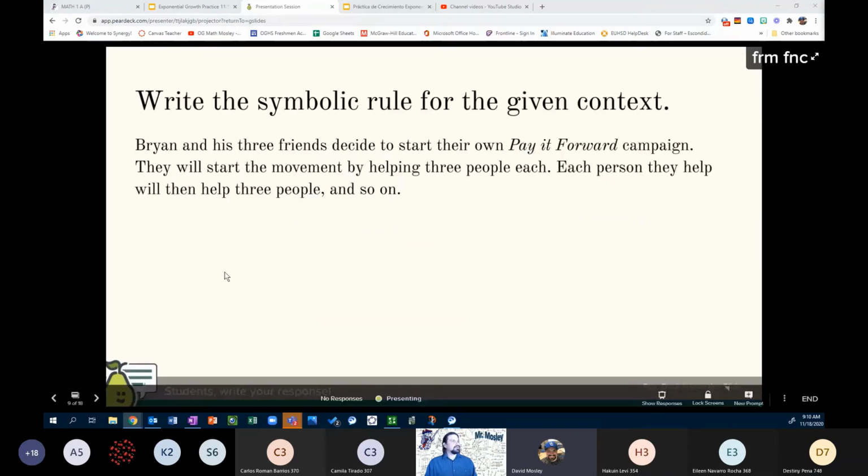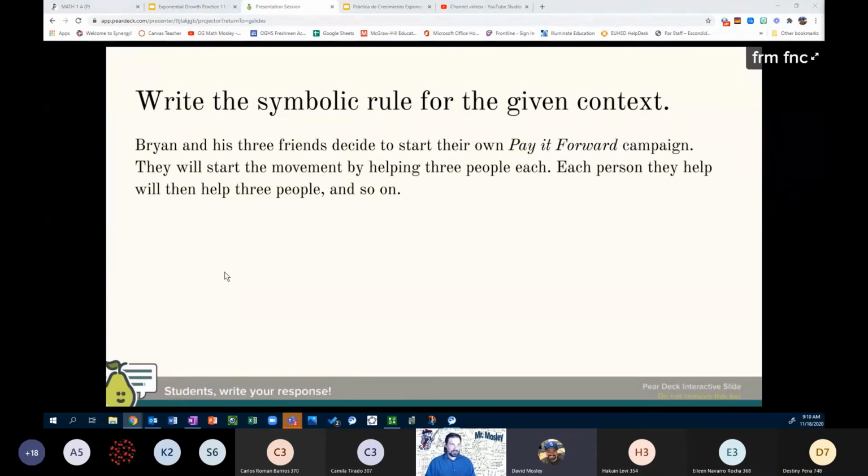Next one. So now, same context again. We're doing the other type of rule that we've done, the symbolic rule. So we're going to write the y equals rule, essentially, for the given context. Brian with his 3 friends.